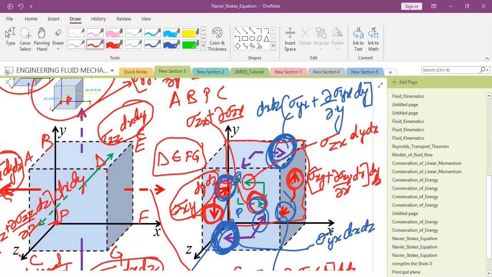What should I write down here for this force? This is in the z direction. Curly sigma zz by curly z dz, everything multiplied by dx dy.